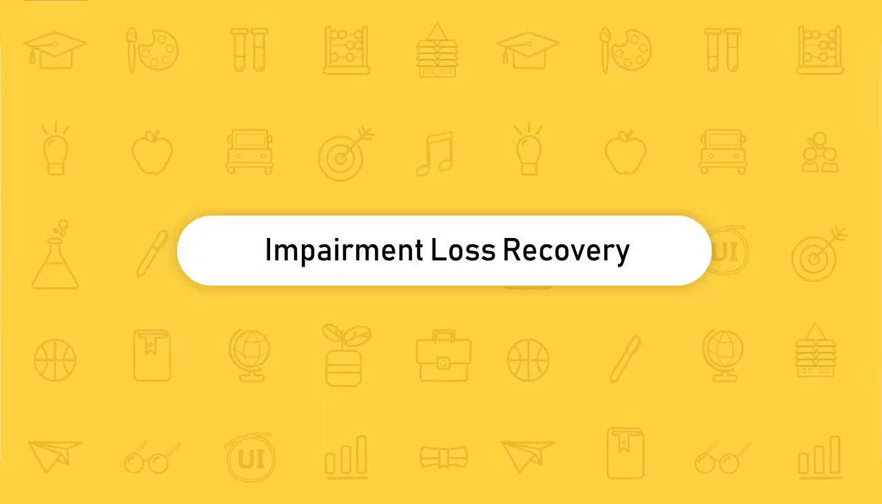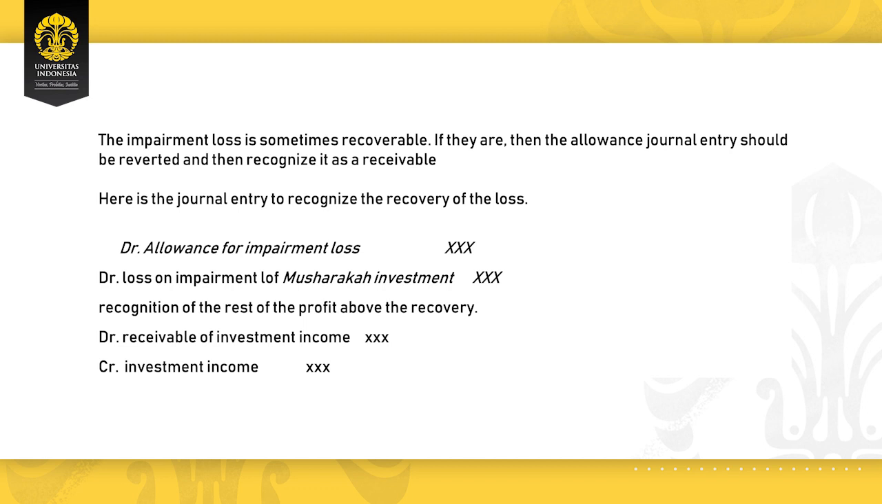The impairment loss is sometimes recoverable. If it is, then the allowance journal entry should be referred to and then recognized as a receivable. Here is the journal entry to recognize the recovery of the loss. The second journal here is the recognition of the rest of the profit above the recovery.